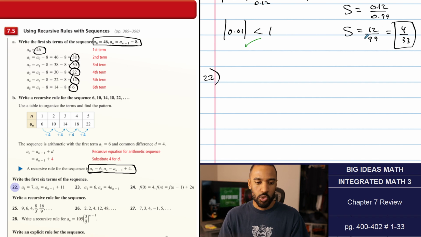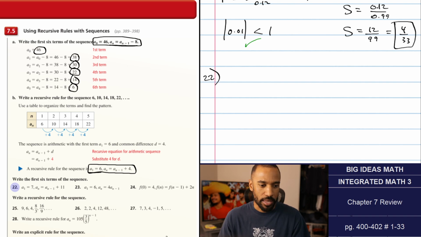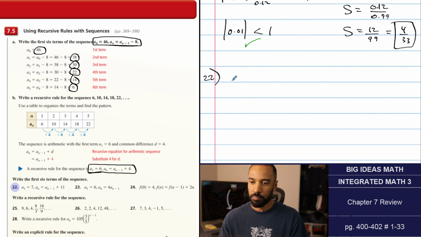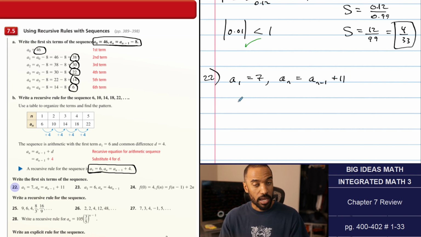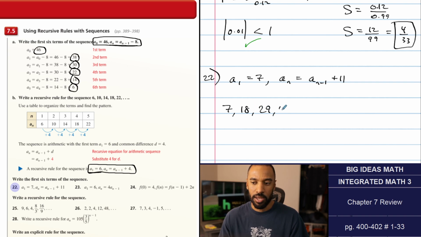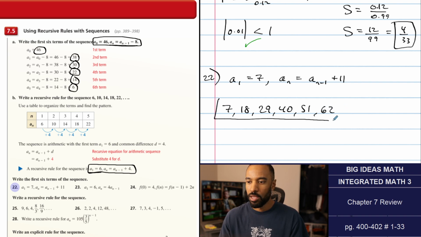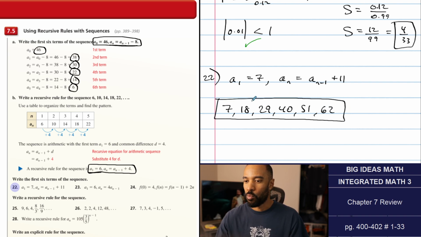So, numbers 22 to 24, they're asking you to write the first 6 terms of the sequence. The first one has a first term of 7. Your next term in the sequence would take the previous term plus 11. Straight up, I'm going to write them out, okay? We start with 7 as the first term. 7 plus 11 is 18. 18 plus 11, etc. This is what we're doing to find all the next terms there. So you're adding 11 from one term to the next.